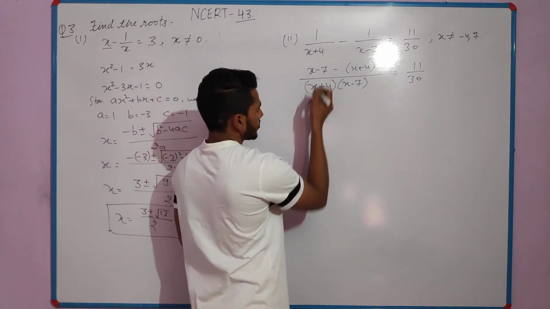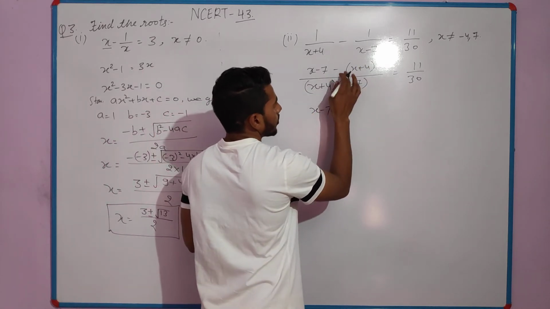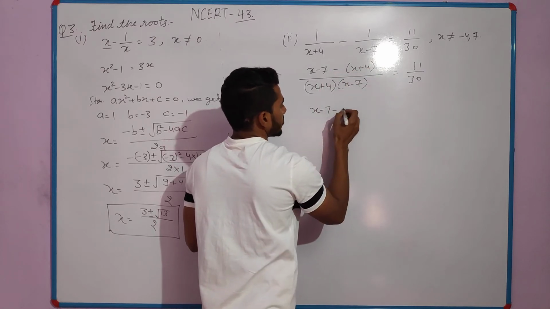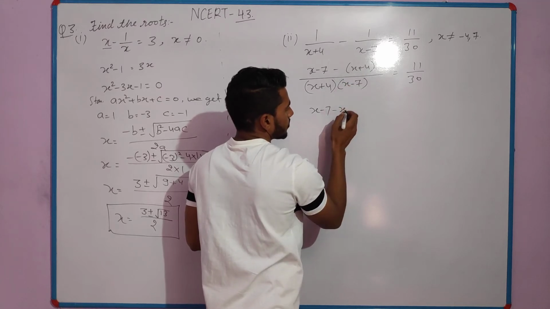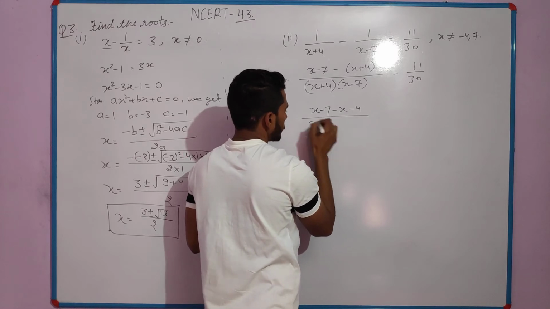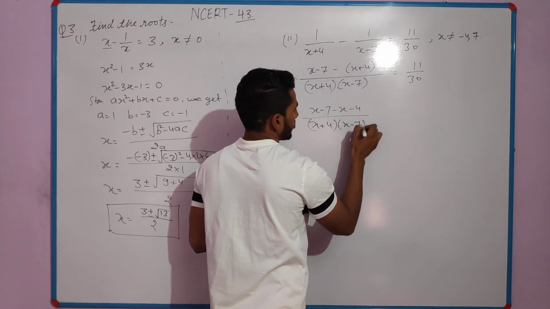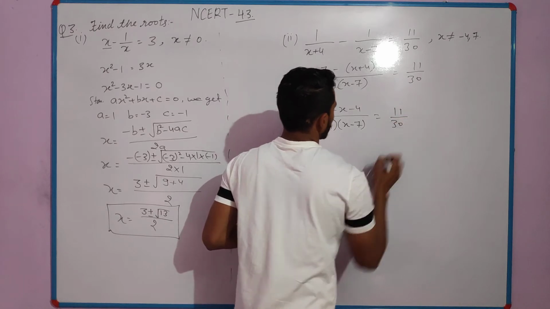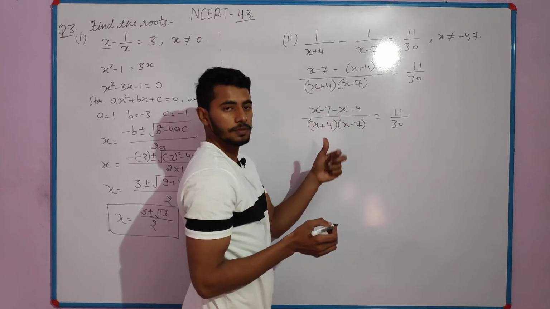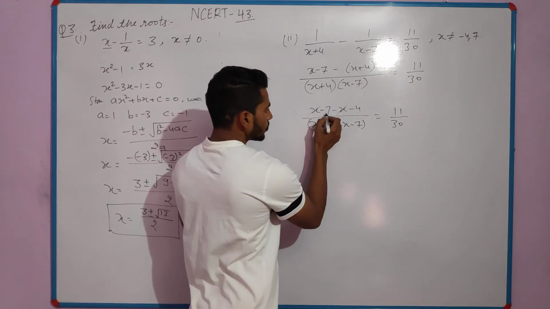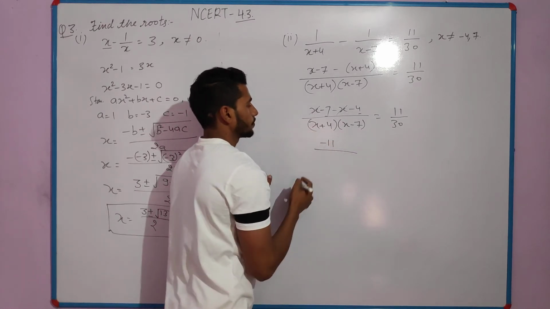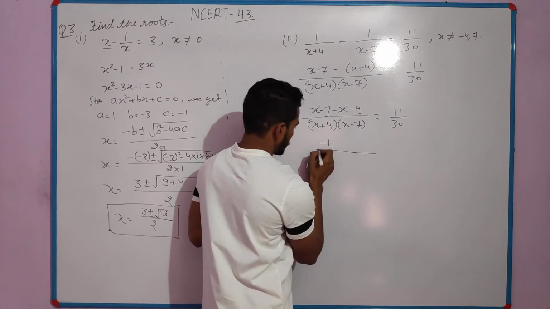Okay, so let's solve this. x minus 7, minus sign appears before the bracket, so all the terms change their sign. So x becomes minus x, 4 becomes minus 4, over x plus 4 into x minus 7, which is equal to 11 upon 30. Now x gets cancelled with x because plus x minus x makes 0. So minus 7 and minus 4, minus 11 over, now let's simplify this.